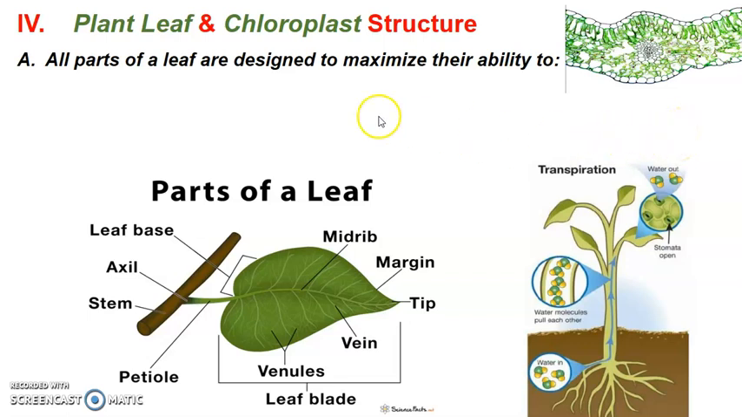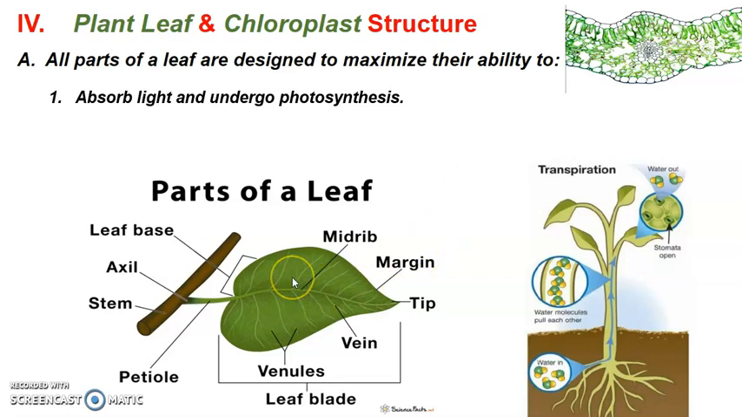So let's begin. All parts of a leaf are designed to maximize their ability to do two things. The first one is to absorb light and undergo photosynthesis. Leaves are green in the spring and summertime, so that is where all the pigment is located that is absorbing sunlight and turning it into chemical energy.